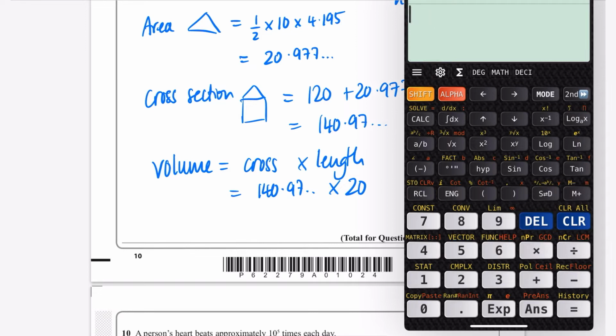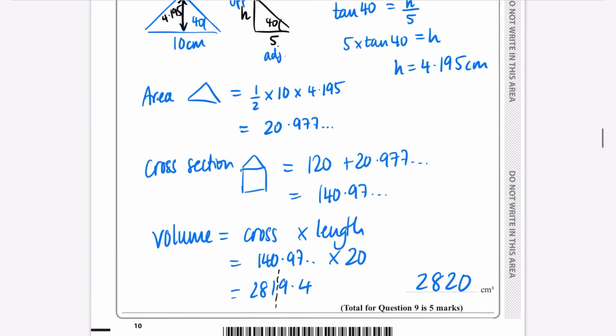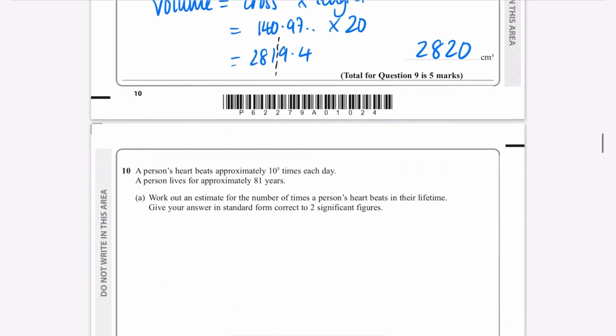Oops, I think I've plussed 120 to it twice. So we'll do 140.97. What am I doing here? 140.97 multiplied by 20. So it only wants it to 3 significant figures. So that's, at the moment, it's 2819.4. 3 significant figures. You're going to draw that line in there. Okay, the 9's going to make it round up. So it is 2,820 centimeters squared. But actually, they would accept it if it was 2,810 if you did some rounding earlier on in the question. Okay, quite a lot going on in that one for a question 9.